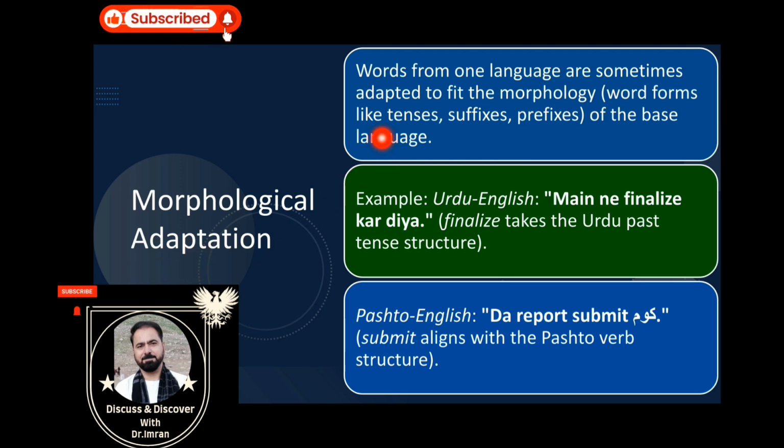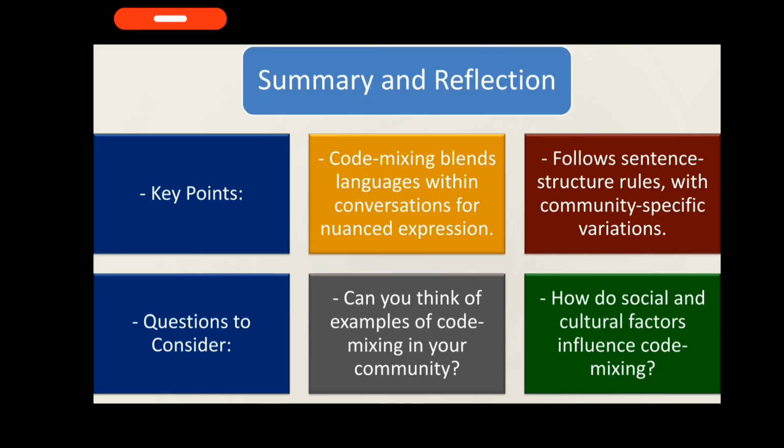Morphological adaptation. Words from one language are sometimes adapted to fit the morphology, word form like tenses, suffixes, prefixes, of the base language. Example, Urdu-English, "maine finalize kar diya". So maine is subject, finalize is used as an object, kar diya is used as a verb. Finalize takes the Urdu past tense structure. Pashto language, "the report submit com". So the is subject, report object, submit com verb. So submit is aligned with the Pashto verb structure.